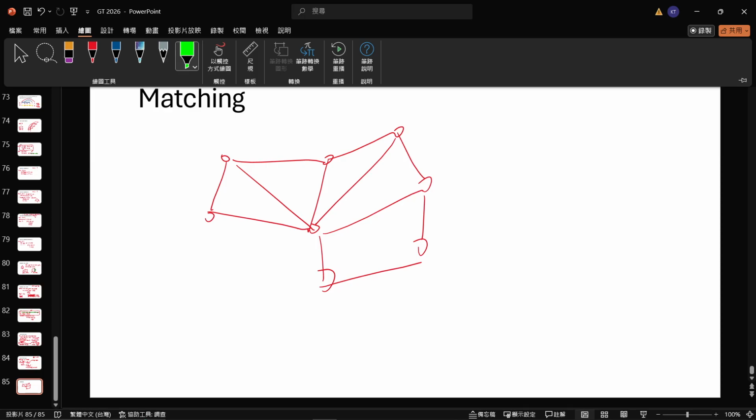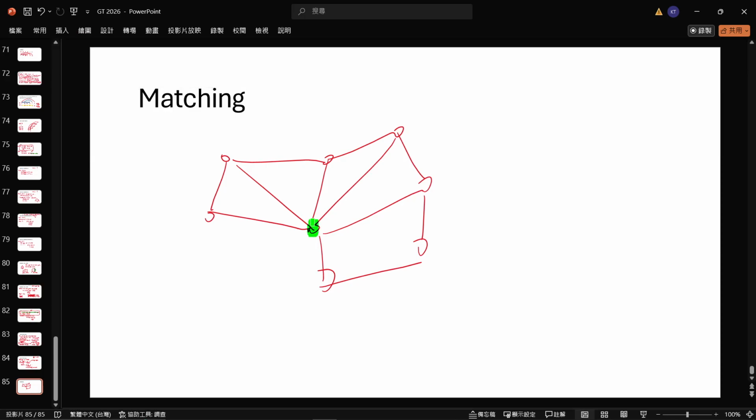But we need to consider some constraint, because you do not want to match a vertex to multiple vertices. For example, if I already match this guy in the center to this guy, then I cannot match this guy also to this vertex, right? Because it's matched to two different vertices. So this is not allowed. So this is not a matching.